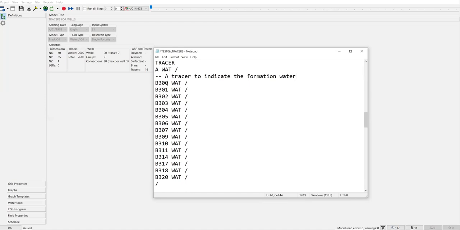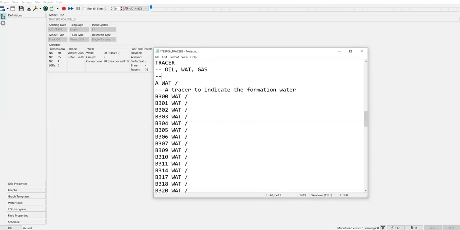Okay, and you just name that you have tracer and the name is B300 and the phase, all right, the liquid or the fluid is water. Okay, you can also actually use oil as the tracer, or water, the keyword is WAT, or gas. But if you use compositional, you will need to name your tracer based on the component. All right, so that's for black oil.